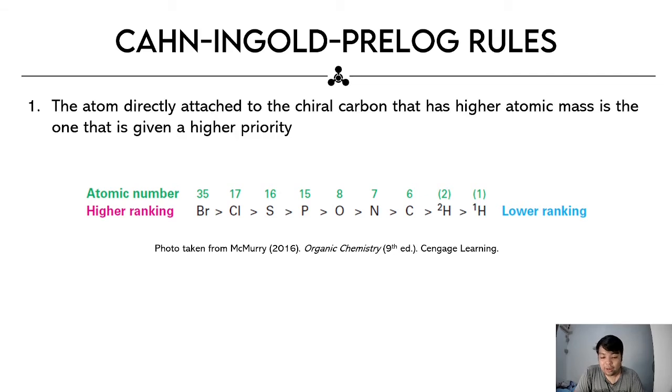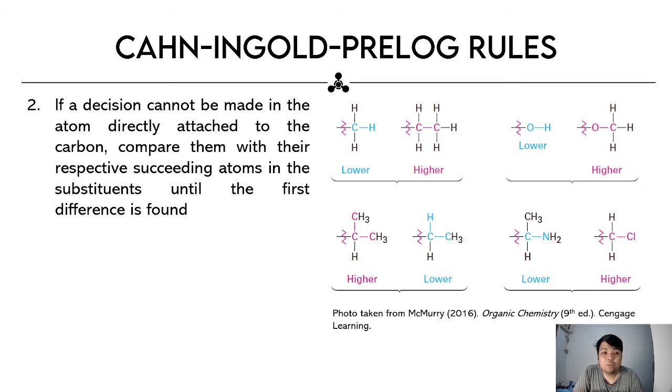So how do we use the Ingold-Prelog rules? The anchoring principle is simple: you rank your substituents according to atomic mass. The higher the atomic mass of the substituent, the higher the priority. That's just simple. Now, it becomes more complex when your substituent is composed of more than one atom, like the ones shown in the examples here.